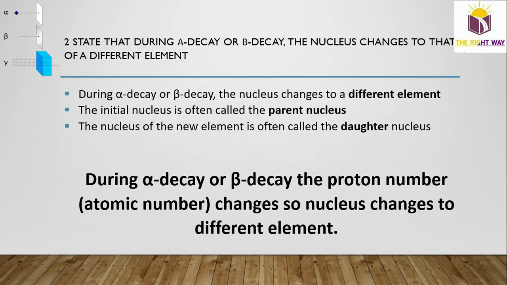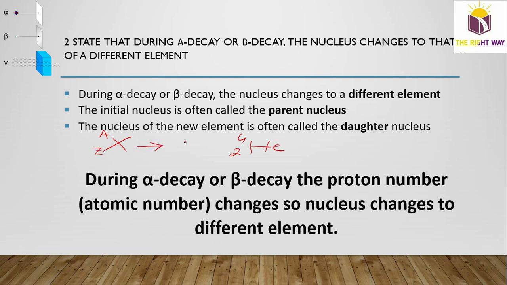During alpha or beta decay, the nucleus changes to a different element. Why does it change to a different element? I will tell you in a few bits. The initial nucleus is often called the parent nucleus, and the nucleus of the new element is often called the daughter nucleus, or daughter nuclei if there is more than one nucleus. In alpha decay, we get helium-4, 2. For example, we have a compound X with atomic mass A and atomic number Z.